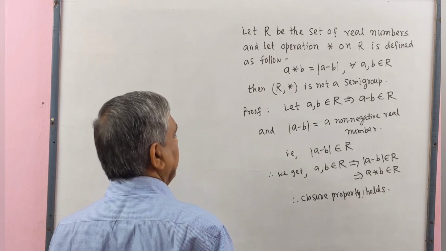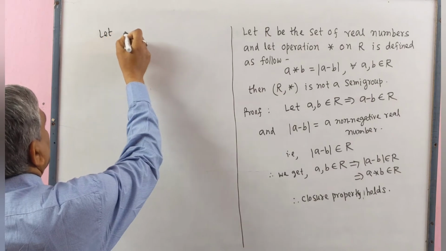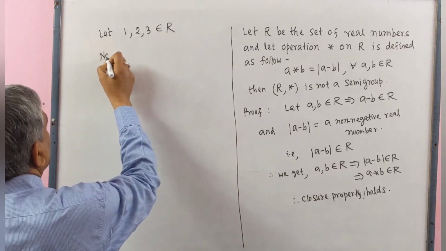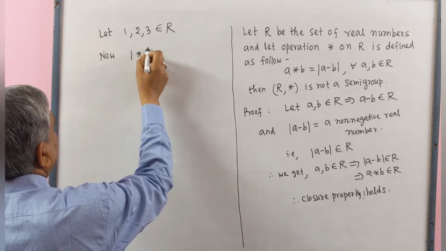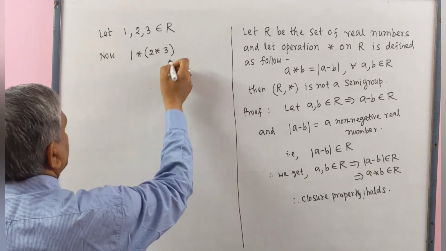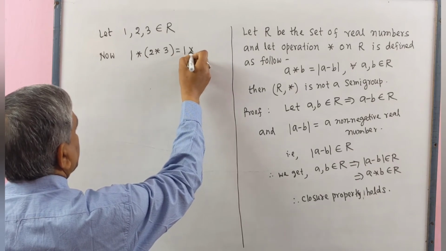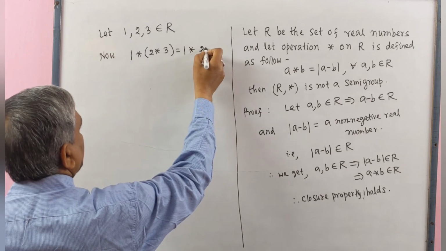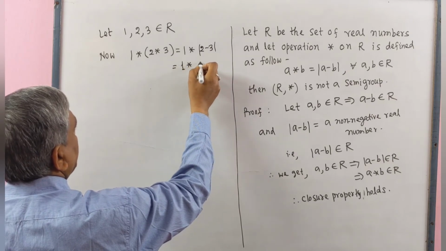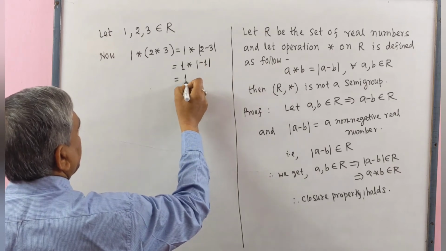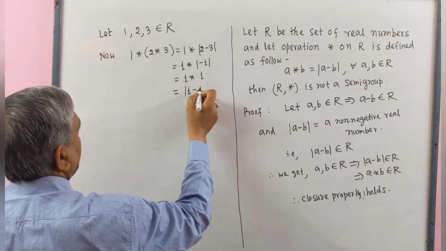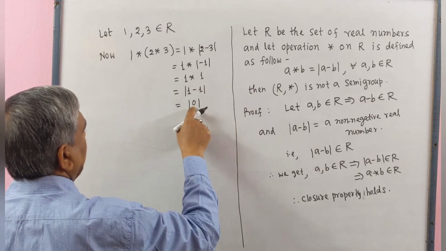Now we examine the associative property. Let 1, 2, 3 belong to R. Now 1 star (2 star 3) equal to 1 star |2 minus 3| equal to 1 star |minus 1| equal to 1 star 1 equal to |1 minus 1|, that is |0|, this is 0.